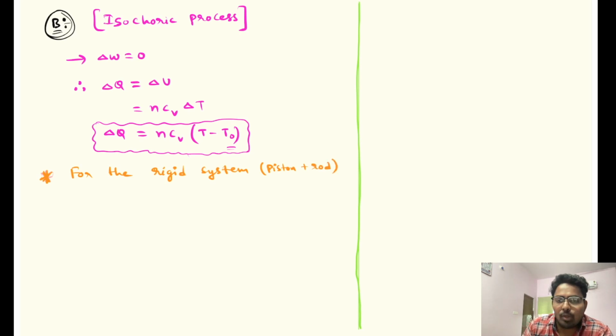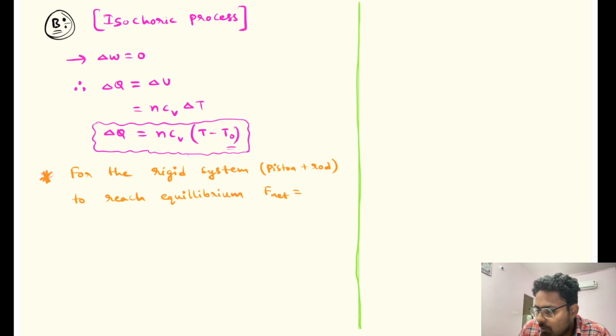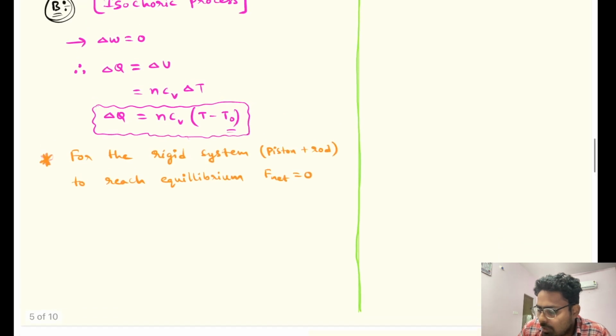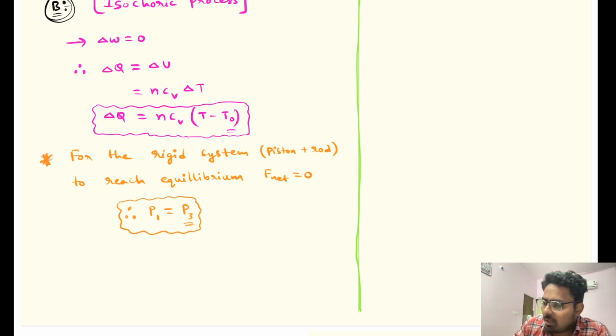For the rigid system to reach equilibrium, equilibrium means net force equal to 0. So for the net force to be 0, what should happen, sir? Therefore pressure in compartment A must be equal to pressure in compartment C. So therefore P1 equals P3. That's it, done. That means we are able to find the value of P1 as well.